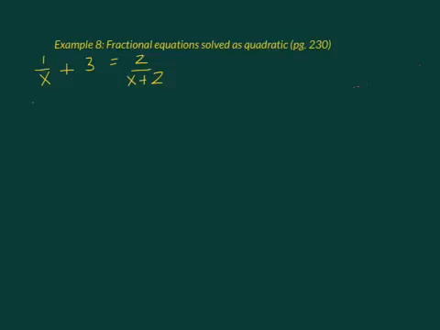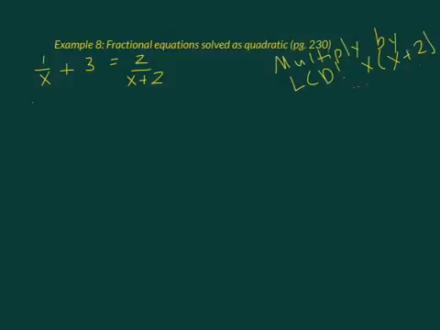For our first example, this comes from page 230 in your textbook. It's example 8. We have a fractional equation that we're going to solve as a quadratic. So our function is 1 over x plus 3 equals 2 over x plus 2. Our first step is going to be to multiply by the LCD. What would be the LCD in this case? It's going to be x times x plus 2. It's just the two denominators that we have multiplied together.